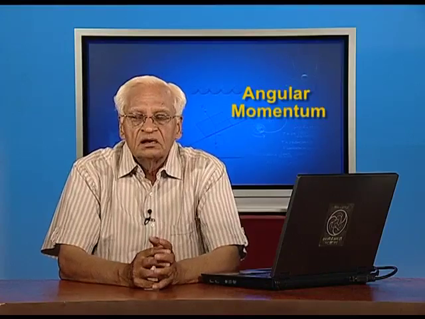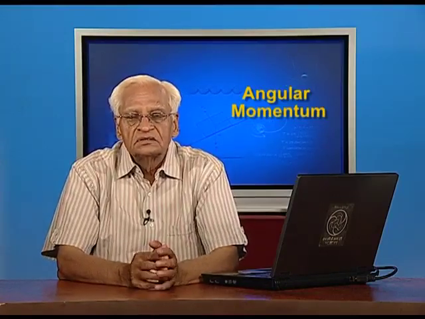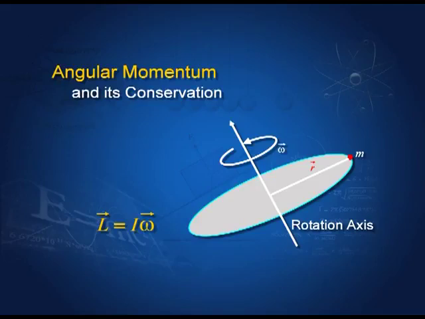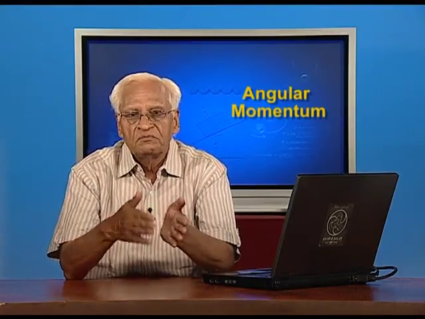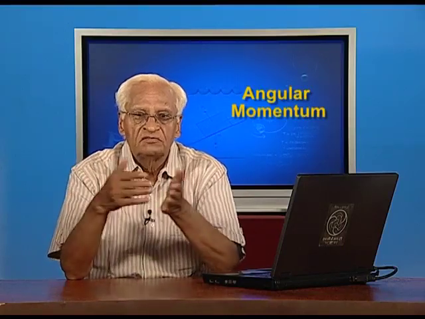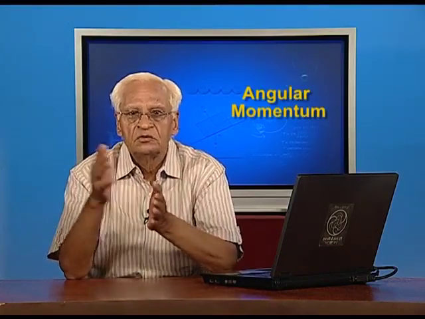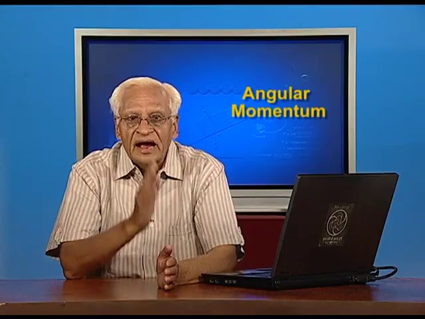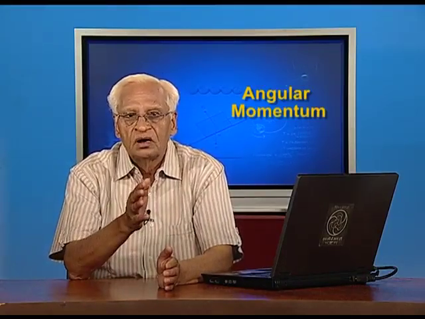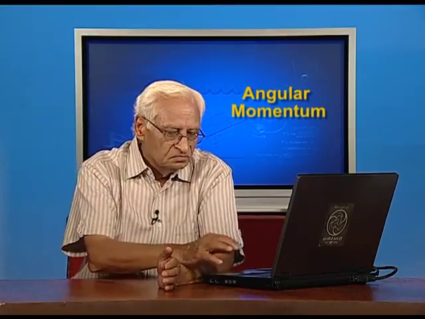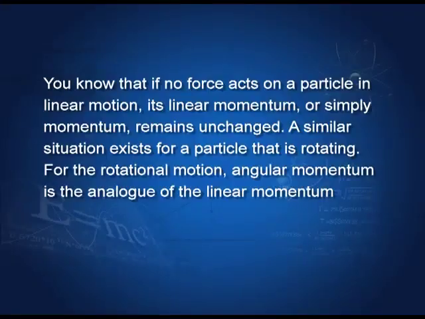In this lecture, we take another important concept, angular momentum. You are familiar with linear momentum, which is m v, where v is the velocity and m is the mass. Angular momentum is the counterpart, or analog, of linear momentum in rotational motion. In linear motion, we have linear momentum. In rotational motion, we have angular momentum.